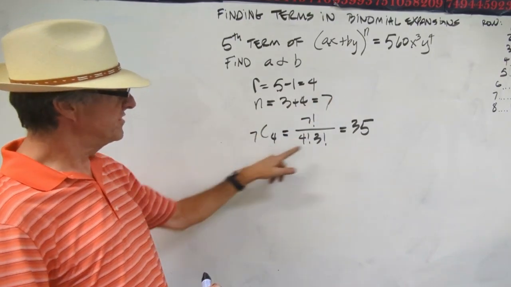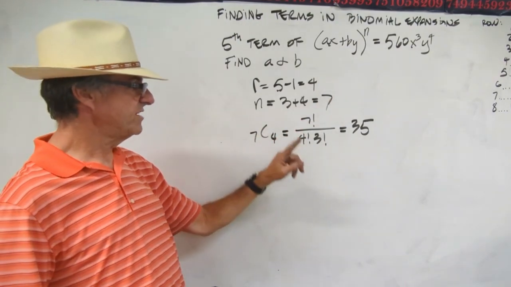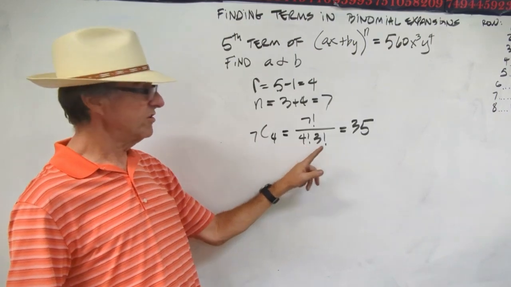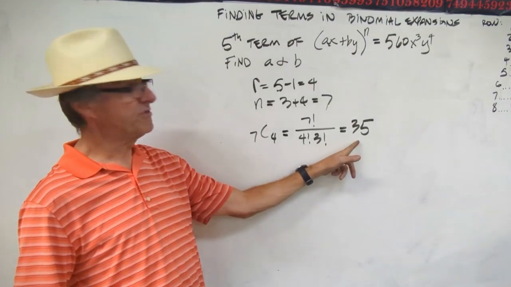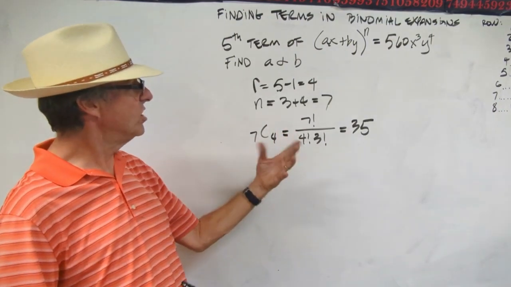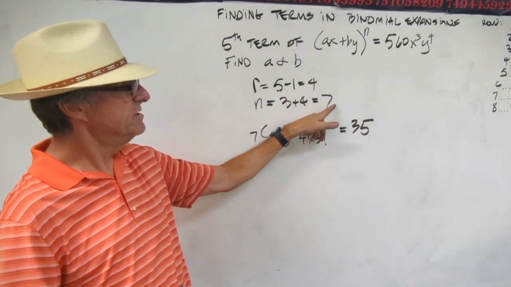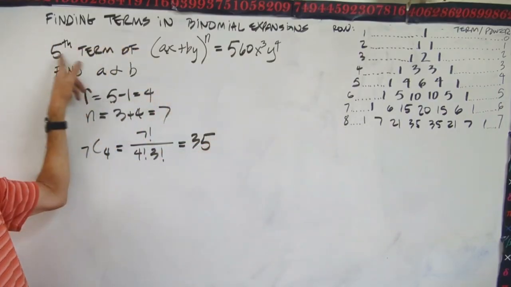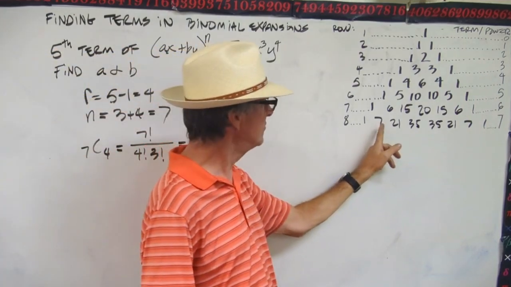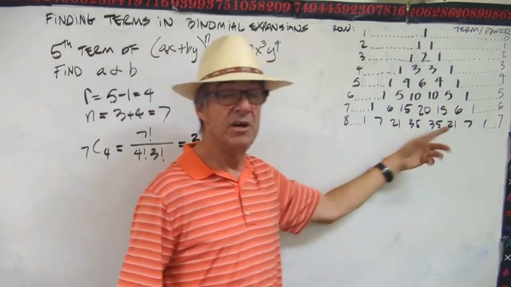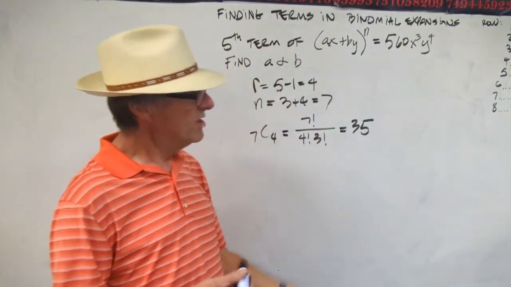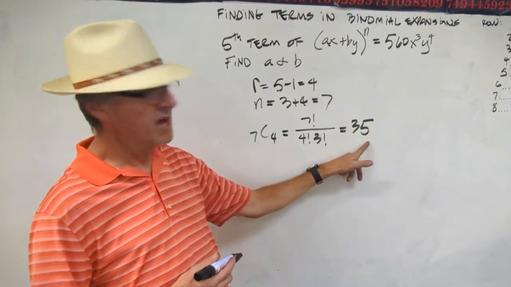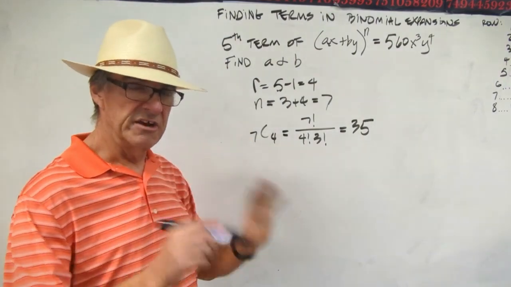Now I can plug those into this formula and get 7 factorial over 4 factorial times 3 factorial. That gets me 35. I can also take a look. When my n is 7, I'm on the 8th row, and I'm looking at the 5th term from my problem. So 1, 2, 3, 4, 5, 5th term. So there we go. I know that I have my 35, and that's what we got here.